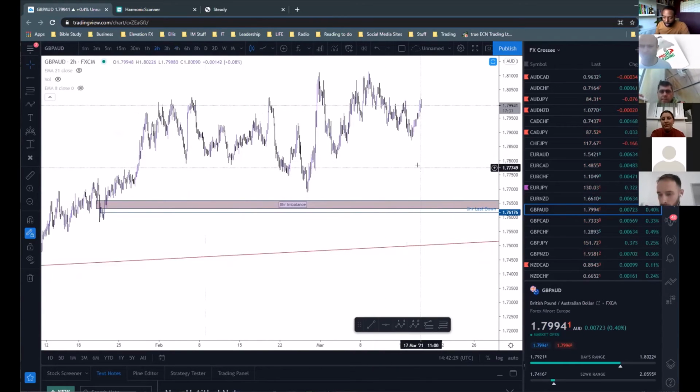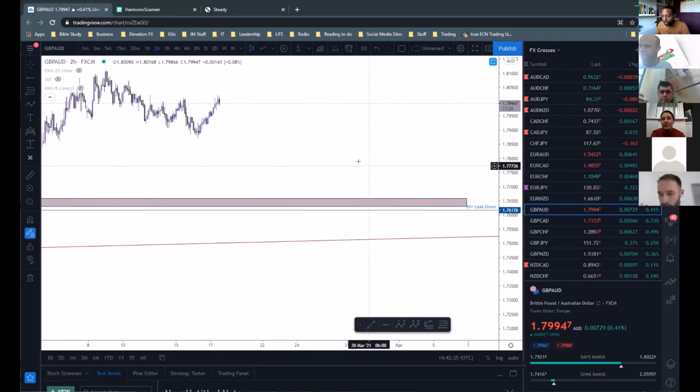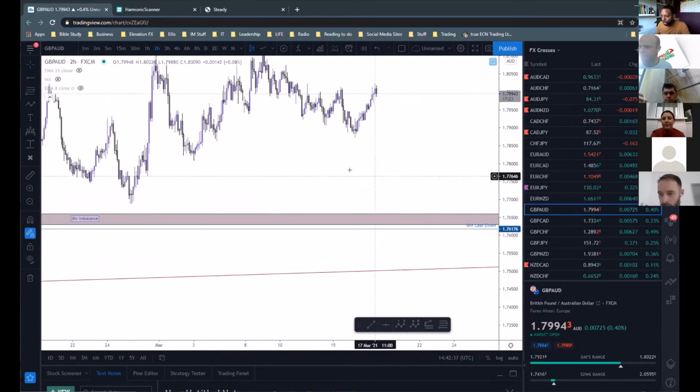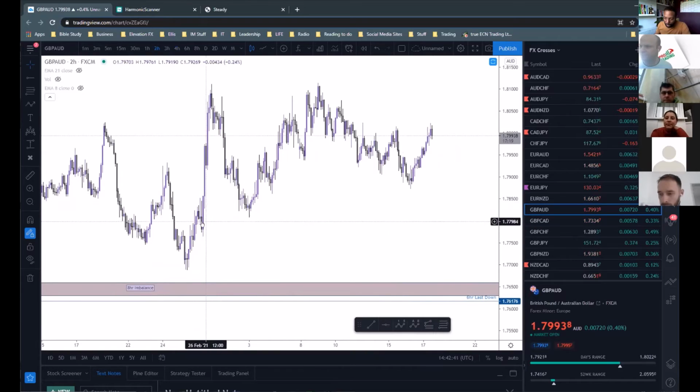The problem with this trade is that you're going to have to wait for it. This might not happen for weeks. That's the only thing with this trade, is that you're going to have to sit here and just wait for it to happen. All of this is clean.